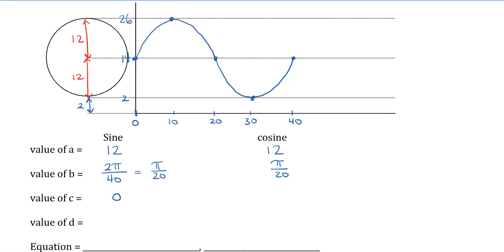But if we take a look at cosine, we want to start probably up here and then get this shape over here like this. So there's a phase shift of 10. Okay, and then lastly, we want to find our vertical displacement, and we can see that our central axis is here because there's 12 meters above the central axis and also 12 meters down, which makes 14 our vertical displacement.